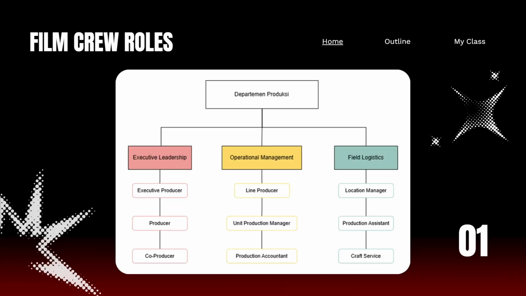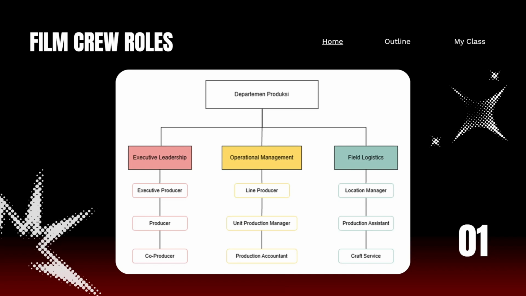Now, let's talk about film crew roles. Film production is structured into several departments, covering both technical and creative sides of the industry. First, let's start off with the production department. This is the backbone of the project, ensuring production runs smoothly from a business and logistical standpoint.